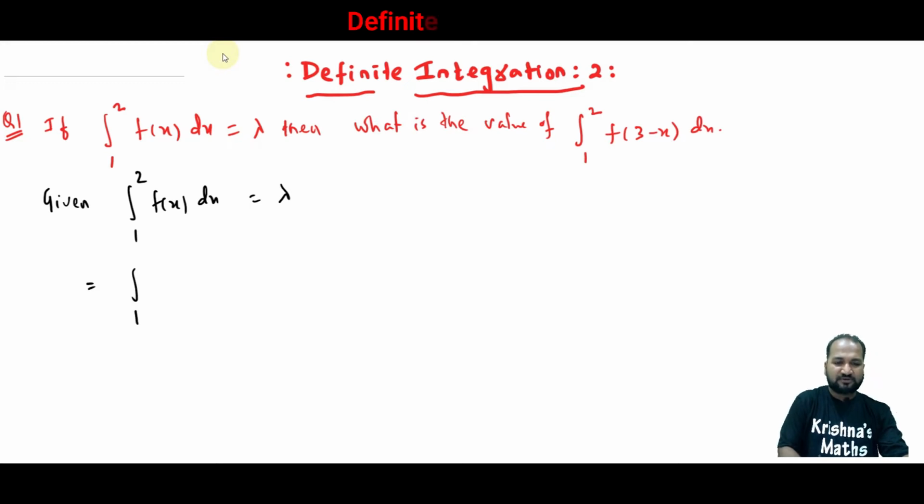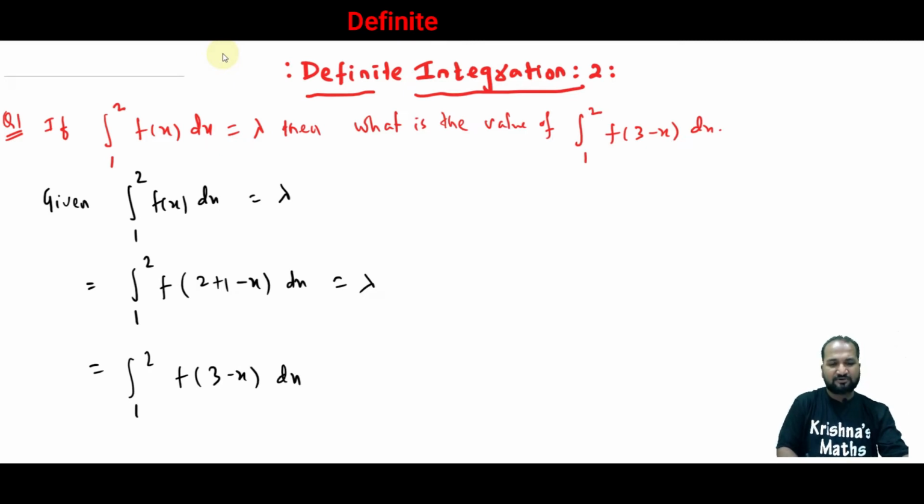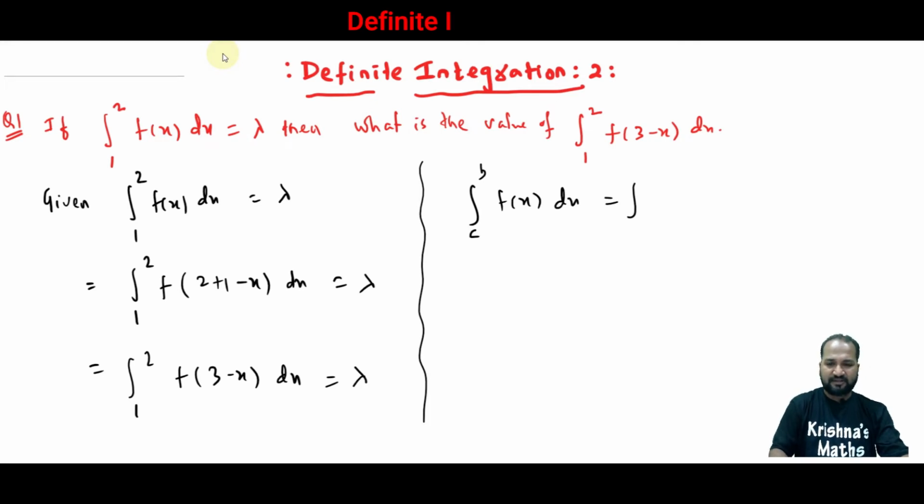This is equal to integration 1 to 2 f of x, instead of x write 2 plus 1 minus x into dx, and that will be same as lambda. So this is equal to integration 1 to 2 f of 3 minus x into dx, and that is also equal to lambda. Use that property. Property is integration a to b f of x into dx will be same as integration a to b f of a plus b minus x into dx.